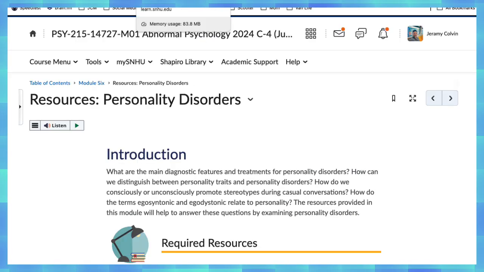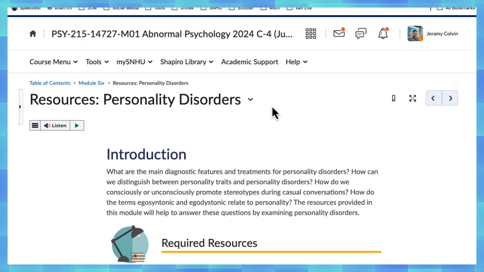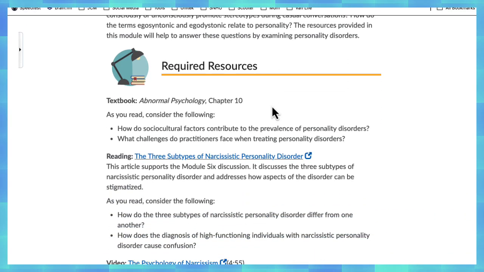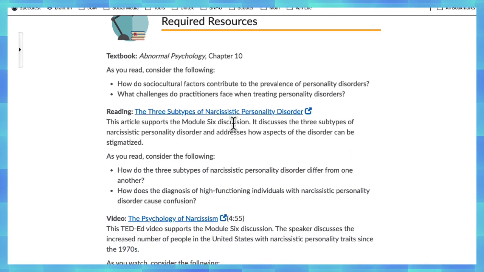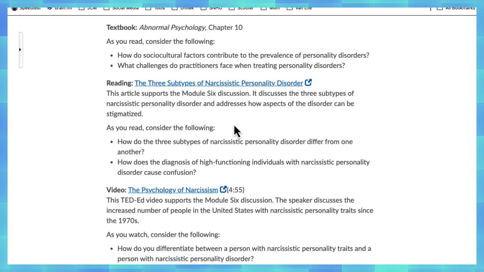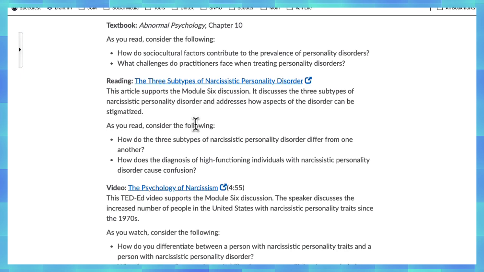And I wanted to stress that this is where it starts, gang. The readings. Okay, read this information. It's going to talk about the 3 different subtypes of narcissistic personality disorder. This is really research dependent, by the way, depending on the 3 subtypes.